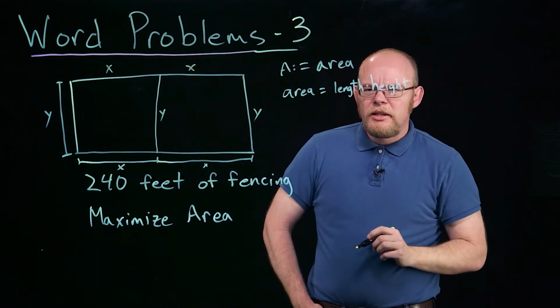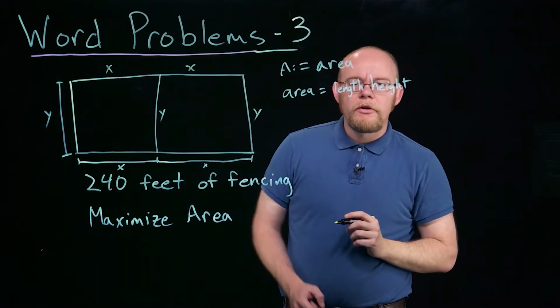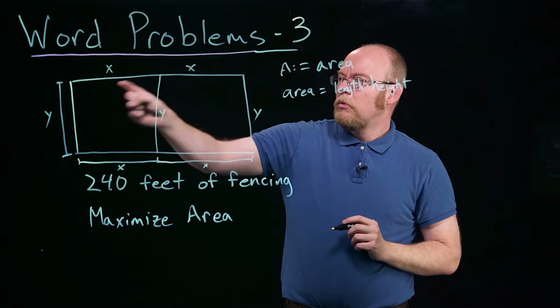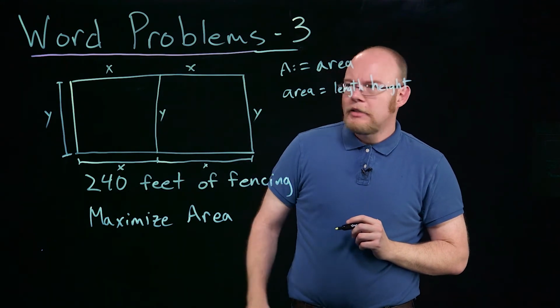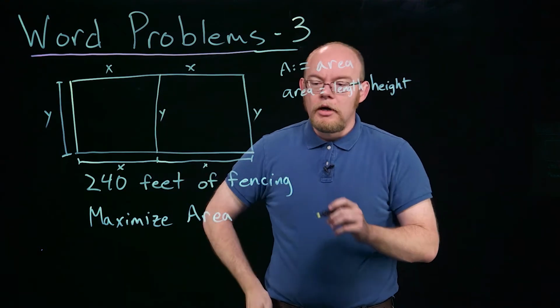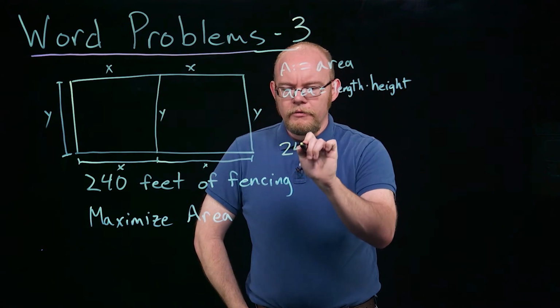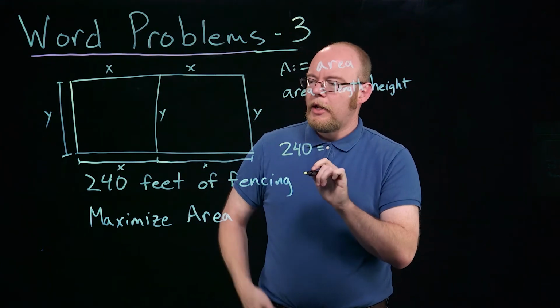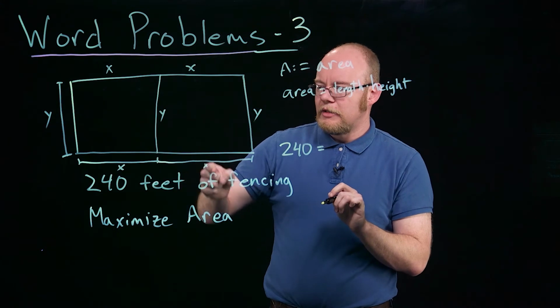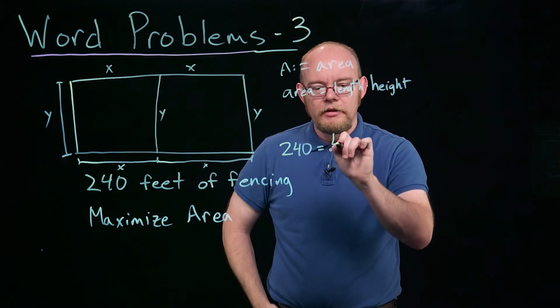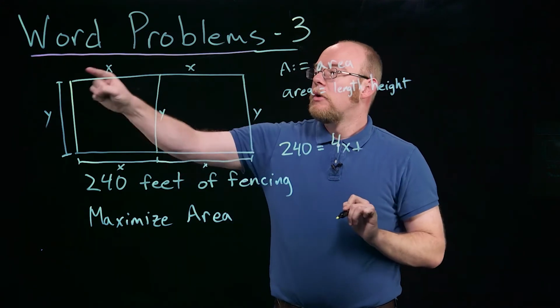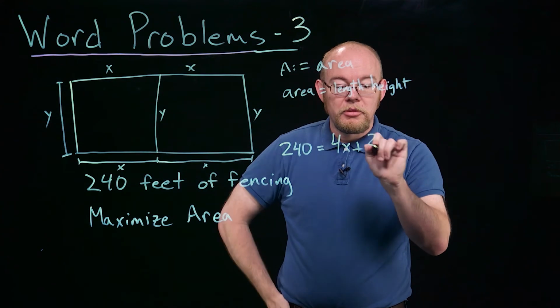So then if you think about that, if we're going to split up that 240 feet of fencing, we need 4 x's and 3 y's. So let's write that down. We have 240 feet of fencing, and then we add up 4 x's, so that's x plus x plus x plus x, that's exactly 4x, plus y plus y plus y, so that's plus 3y.